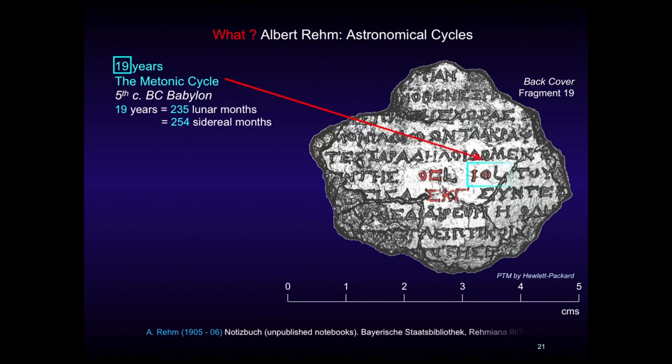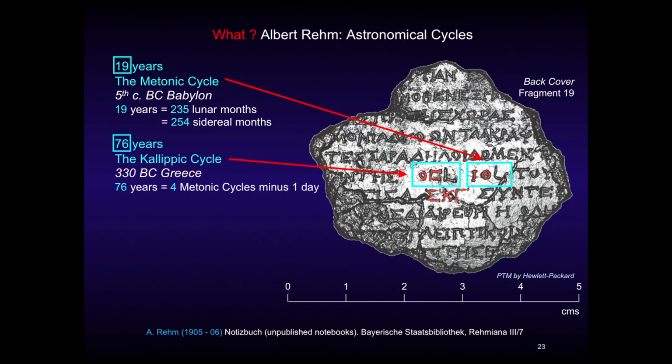What Rem must have seen was firstly 19 years for the Metonic cycle. And this is a cycle of the moon, which in fact originated in 5th century BC Babylon. They're named after a Greek astronomer, Meton of Athens. He also saw 76 years for the Callippic cycle. This is an improvement by the Greek astronomer Callippus of the Metonic cycle. He took 4 Metonic cycles and took out a single day.